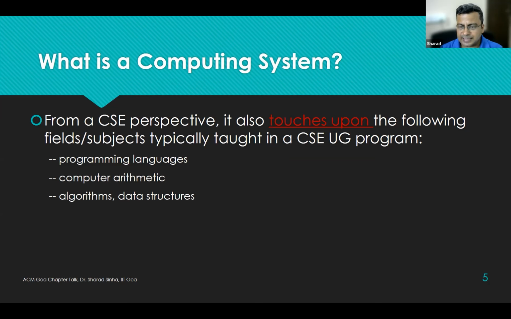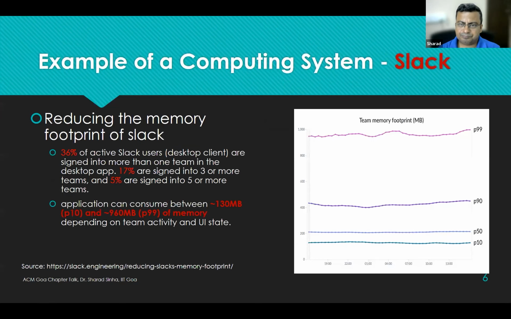So you can see that in computing systems, you have to be good at multiple things. You don't have to be an expert in all of them. Maybe you are an expert in one or two of them, but you have to be good and comfortable in a few other topics also. Now, let me give you a concrete example of a computing system. Examples are always better in understanding concepts.